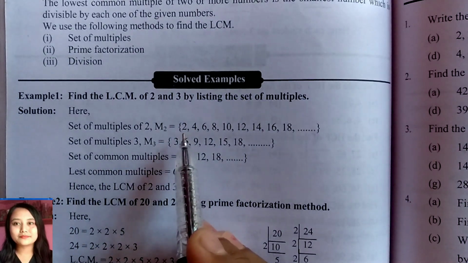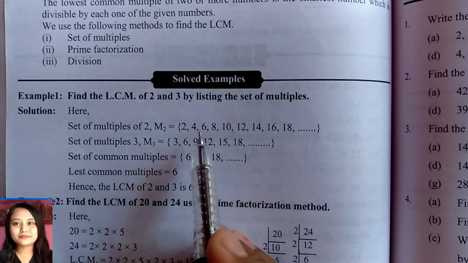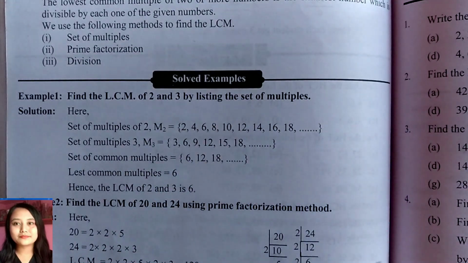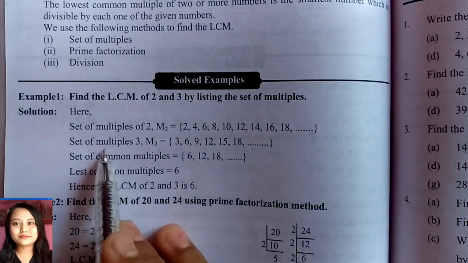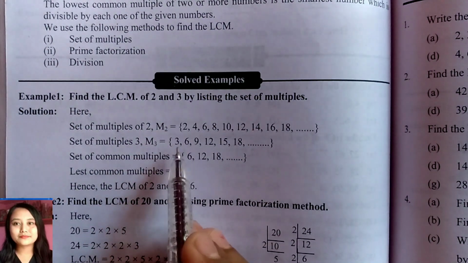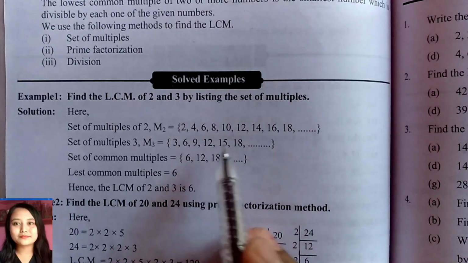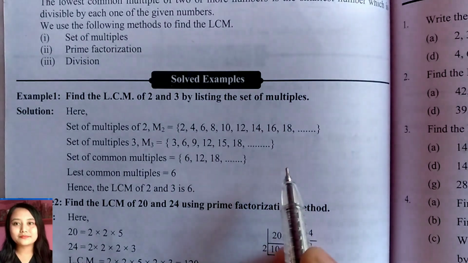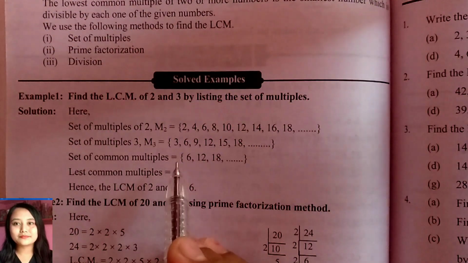M2 equals, what are the multiples? 2 1s are 2, 2 2s are 4, 2 3s are 6, 2 4s are 8, 2 5s are 10, and it keeps going like that. Then the multiples of 3: M3 equals 3 1s are 3, 3 2s are 6, 3 3s are 9, and you have to keep on writing. Then, the set of common multiples.